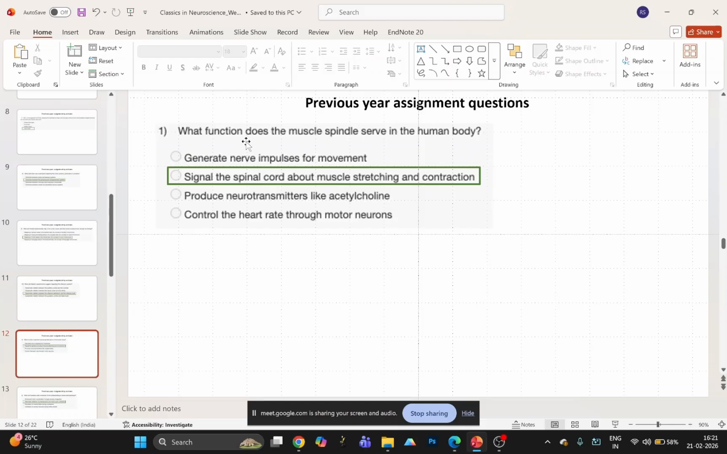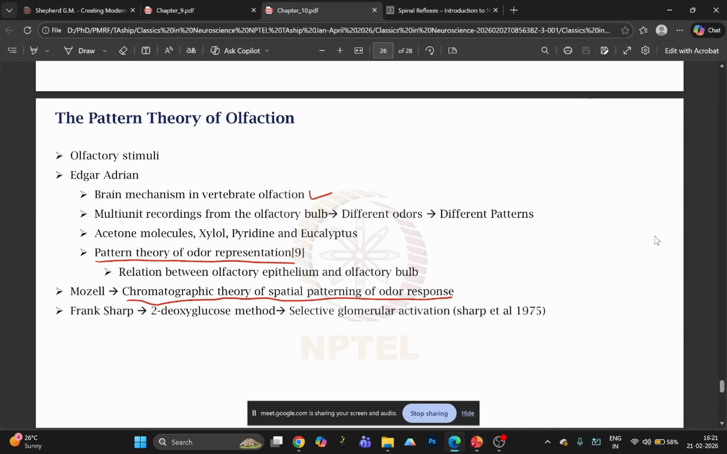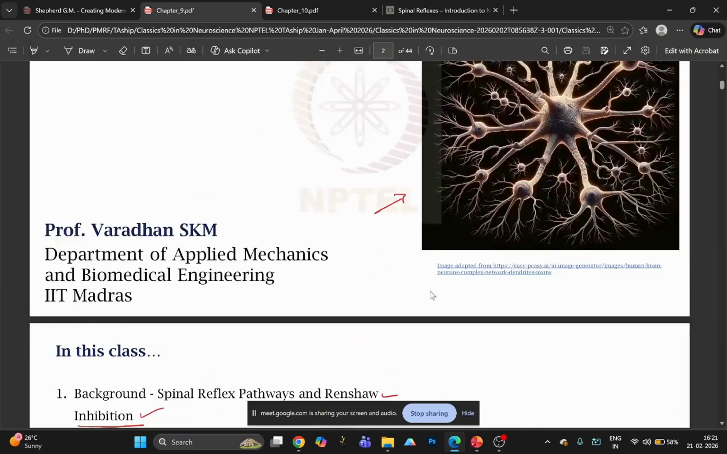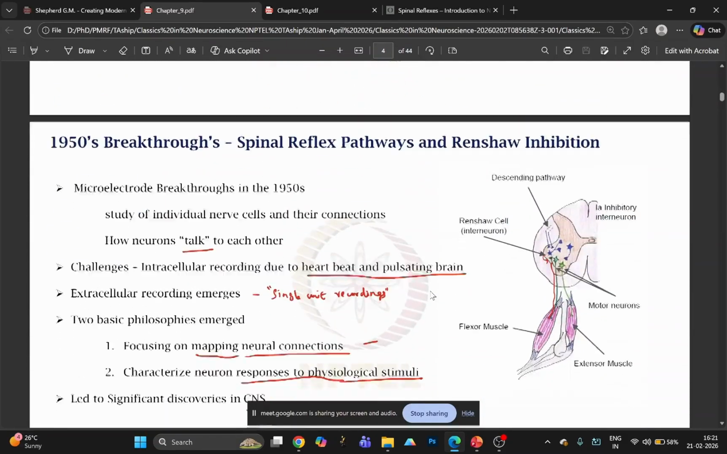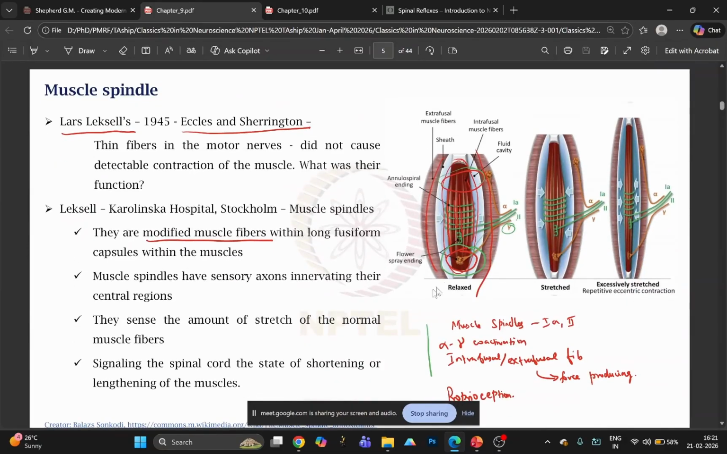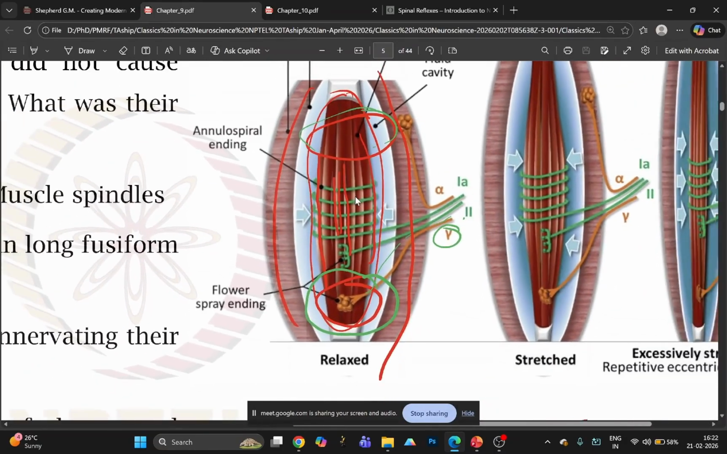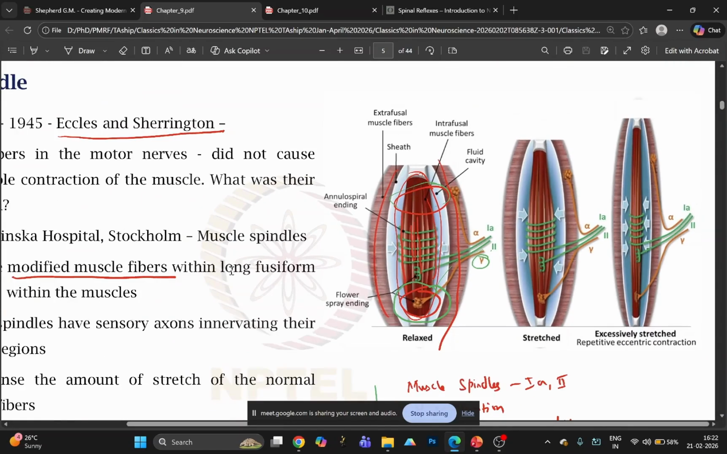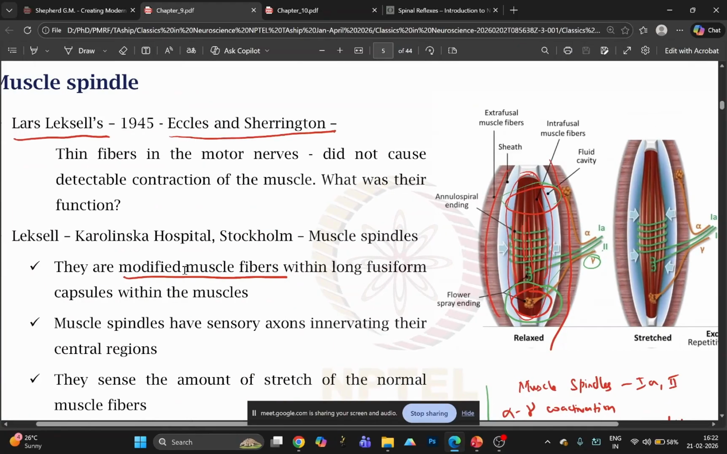Next, what function does the muscle spindle serve in the body? This is something we have discussed during the beginning of the session, right? For those who had not joined during that time, let me briefly give you a recap. We discussed the presence of these muscle spindles. So what are these muscle spindles? These are basically modified muscle fibers that are present within long fusiform capsules within the body.